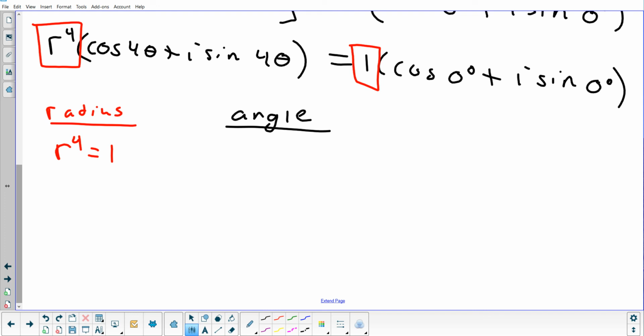What's my angle on the left? Chris? 4 theta. What's my angle on the right? Yep. 0.